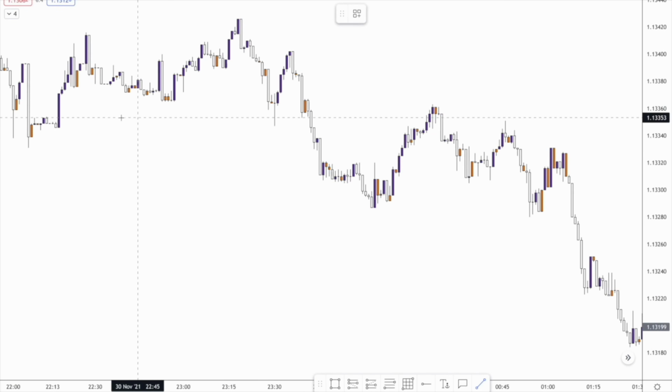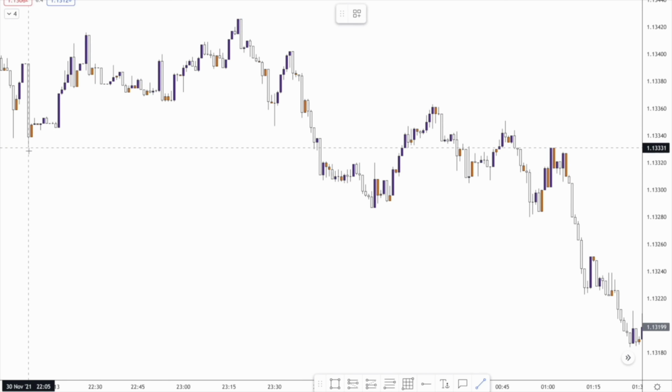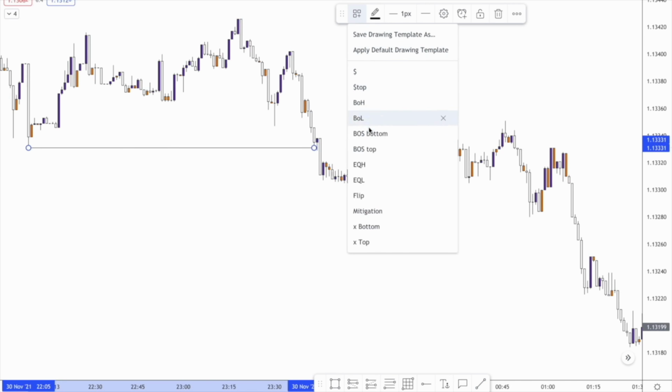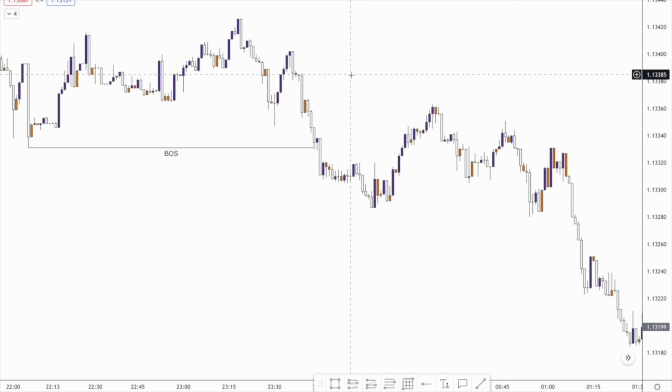So let's mark out these zones. So we've broken this low here, we've also broken this one. We don't need to mark that one as well, but we know that we've broken this low. So let's then mark out our order block.